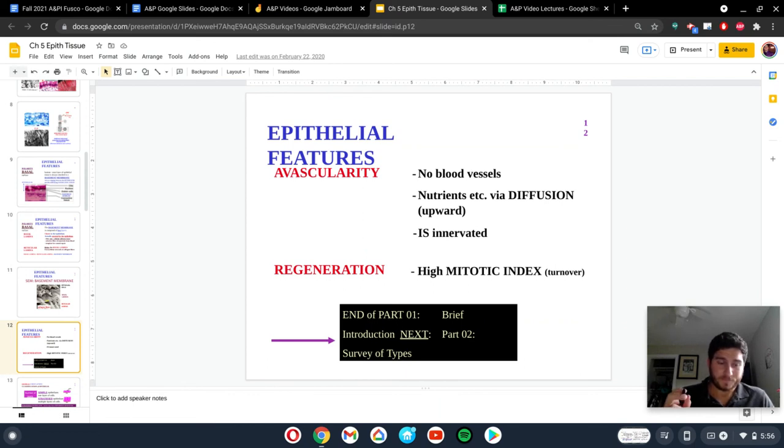And lastly, when it comes to regeneration, they do have a very high mitotic index. If you remember what mitotic means, mitosis is cell division. So therefore, if you have a high mitotic index, you are dividing frequently. Okay, so these cells will divide frequently. These are some general characteristics and features of epithelial tissue. The next few slides will talk about specific types of tissues, as well as the way they are structured, the way they are laid out.